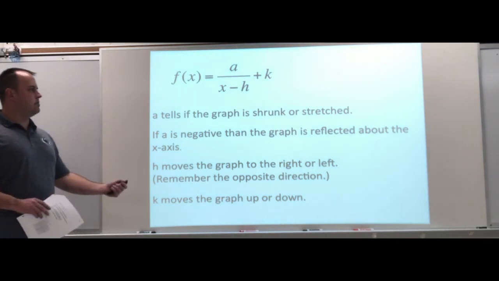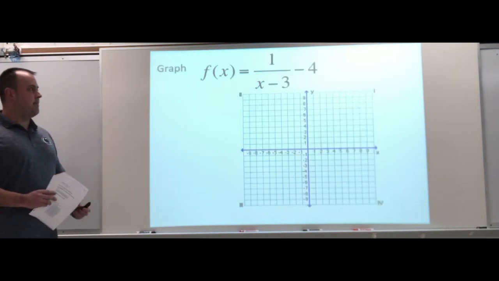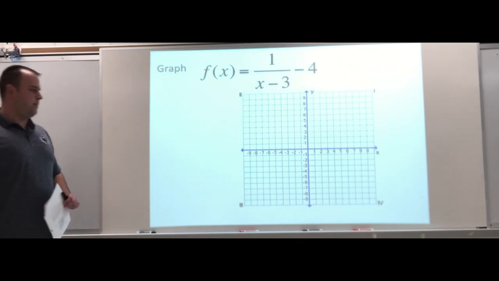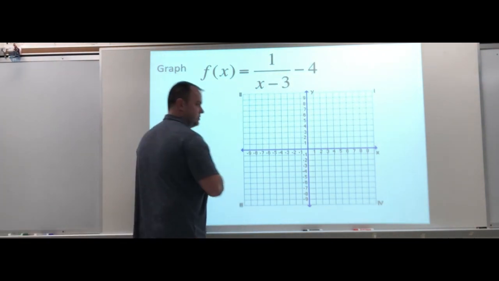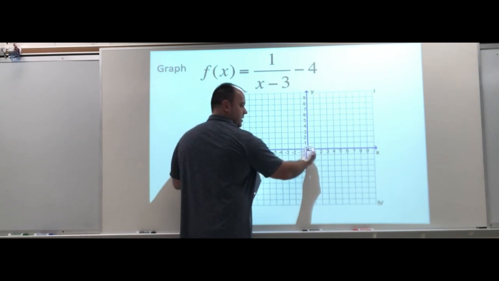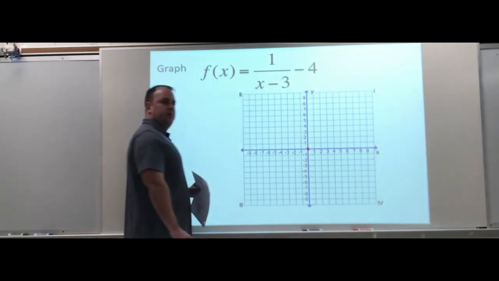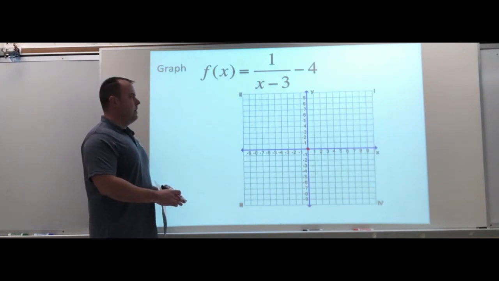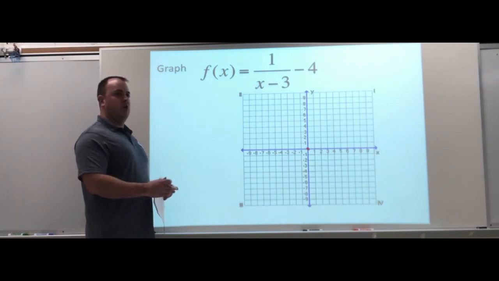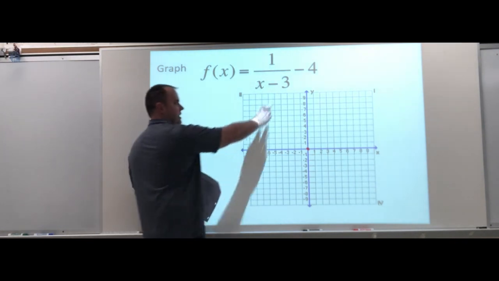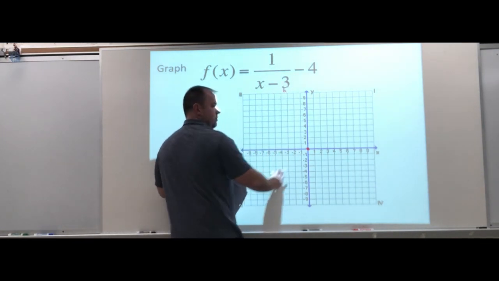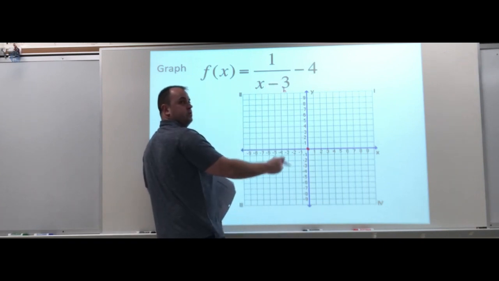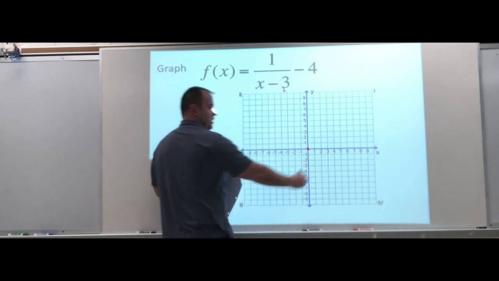So a couple examples here, the graphs. We have f of x equals 1 over x minus 3, minus 4. So what I like to do is I like to start with that center spot. That would be our original starting point. Now since it's x minus 3, okay, minus 3 is going to be 3 spots to the right. So that's our h here. That's moving 3 spots to the right. Our minus 4 is moving 4 spots down.